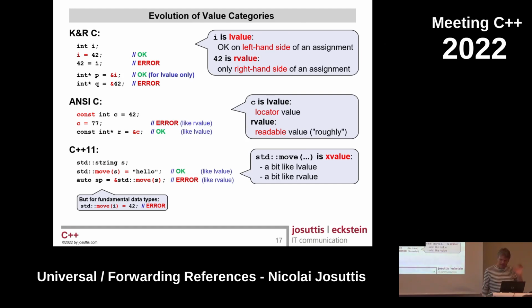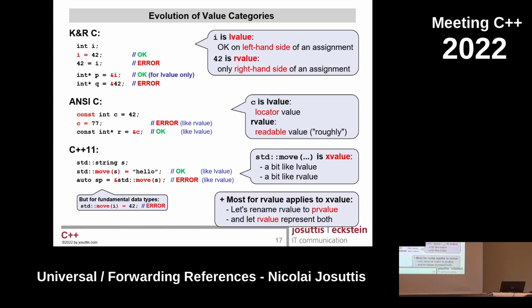X for expiring value. And then it turned out that most of the things that apply to X values also apply to R values. So let's do one more move. Let's say X value is a special category of R values, and the former things that were R values are now not X values. We'll call them PR values. Did you understand what I said? No. Somebody says yes, but you knew it all before, huh? Yeah.